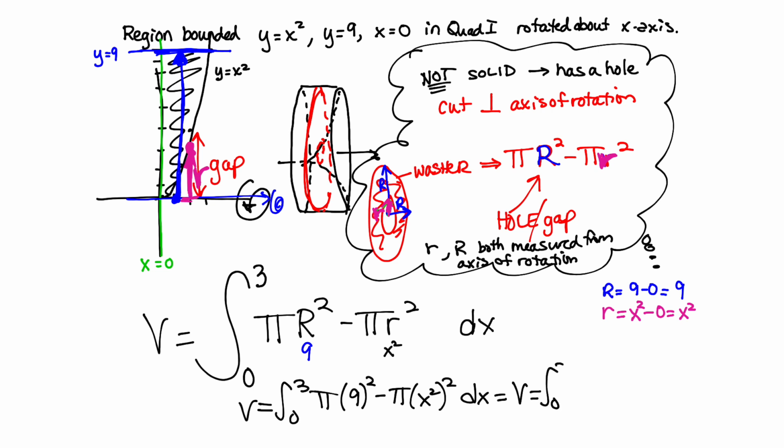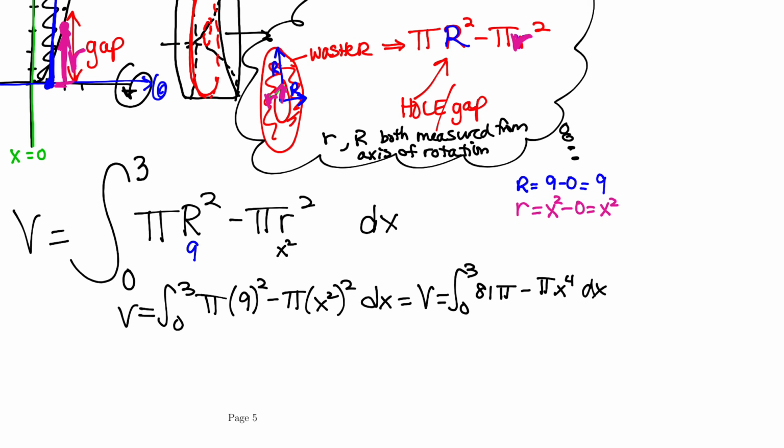So we go 0 to 3 of 81 pi minus pi x to the fourth. Is that what you guys got? And did you pull out the pi and integrate? So I get pi, integrate from 0 to 3 of 81 minus x to the fourth dx. And what'd you guys get? 81x minus 1/5 x to the fifth, with a pi in front?